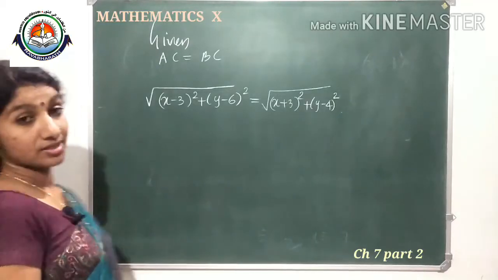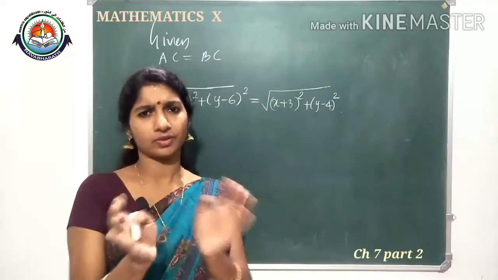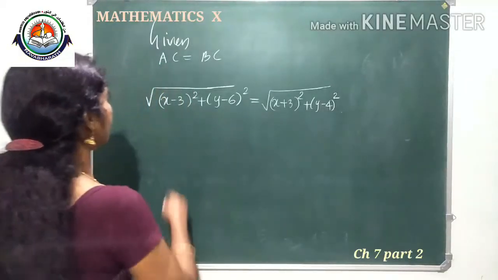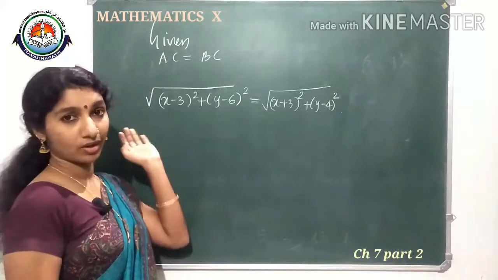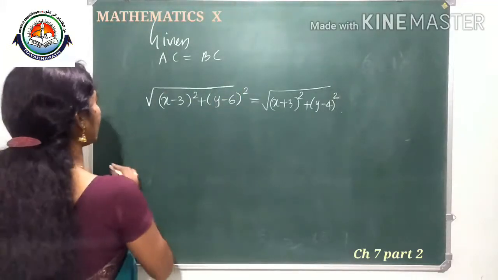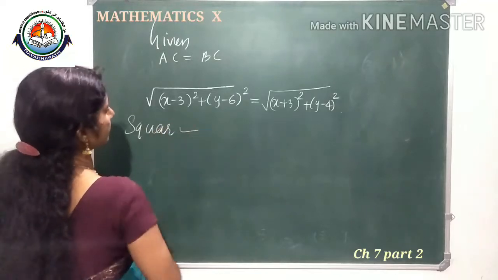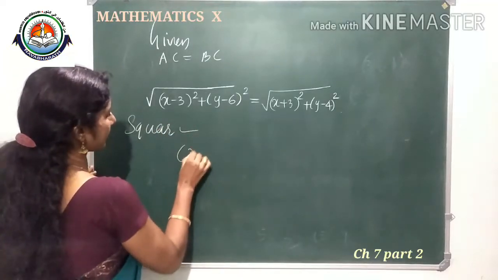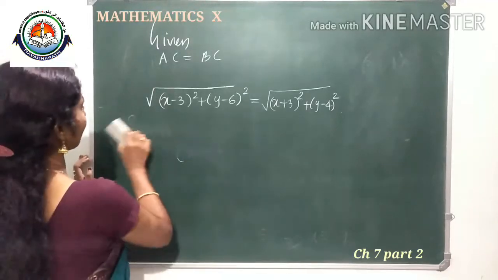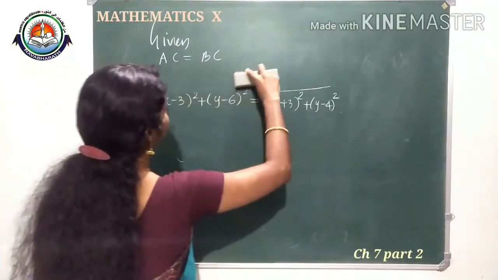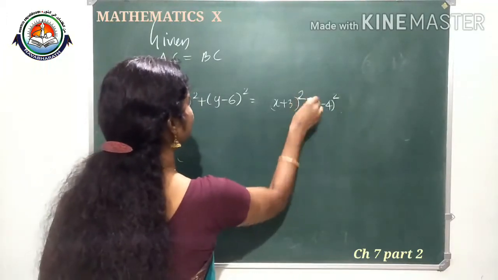Then the question is given to find a relationship between x and y. That means make a connection between x and y, that much only. Taking squares on both sides to avoid this square root symbol, we are squaring on both sides. We can write (x minus 3) whole square. I am just removing this square notation. Okay. So, squared on both sides. Clear?